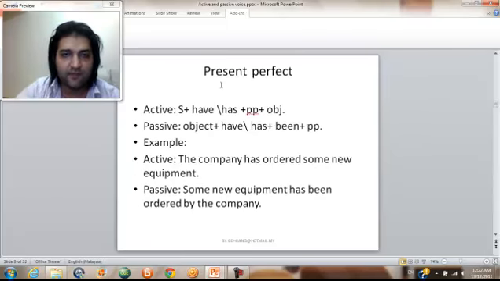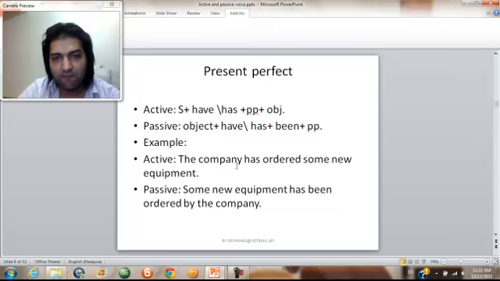Present perfect. Subject plus have, has, plus PP plus object in the active structure. Object plus have or has plus been plus PP in the passive part. So the example goes, the company has ordered some new equipment. Passive: some new equipment has been ordered by the company.